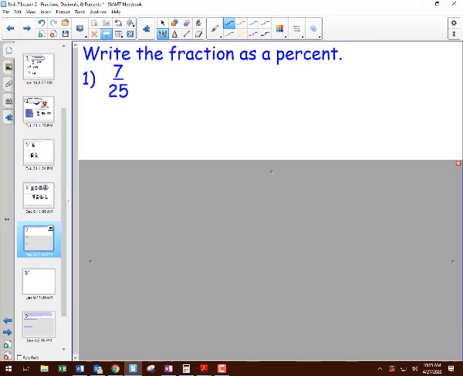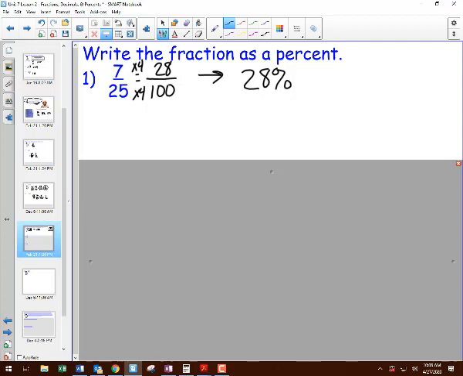Okay, now we're going to start with fractions, and they want it as a percent. Like I've mentioned before, percents are out of 100. So if we get a denominator of 100, our numerator should just be our percent. Let's look at this one. This one's going to be pretty easy because I know that 25 times 4 would equal 100. So if we multiply top and bottom by 4, 28 out of 100, we'll get 28%.